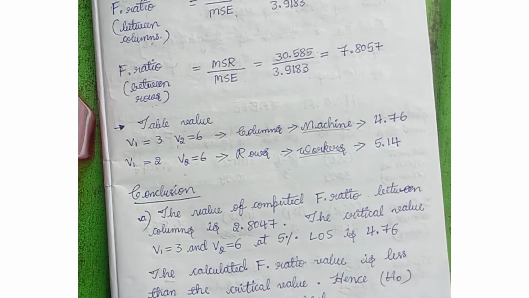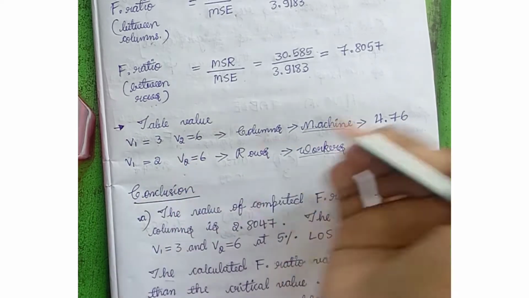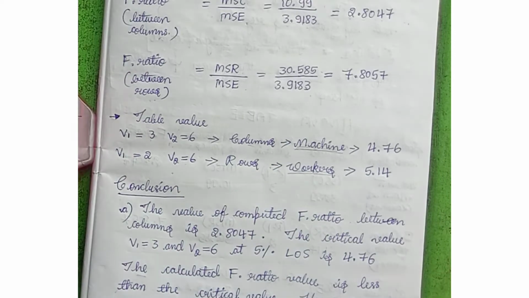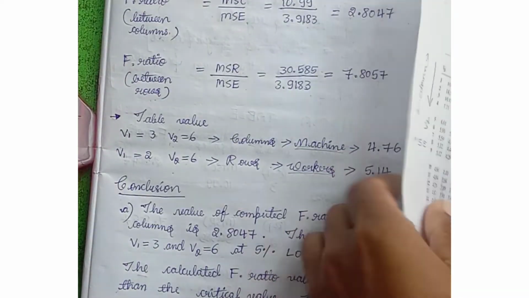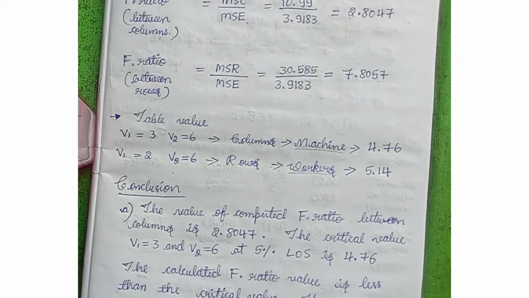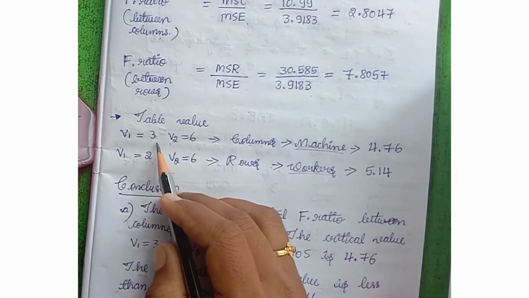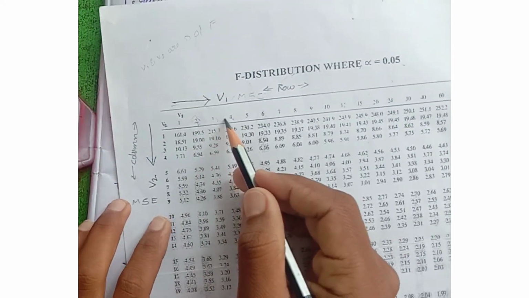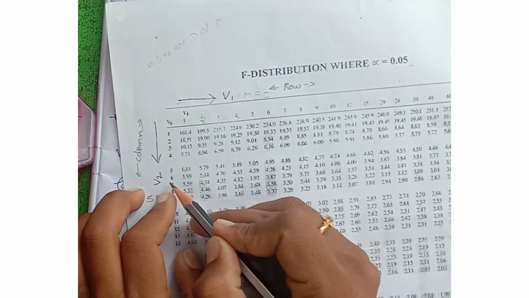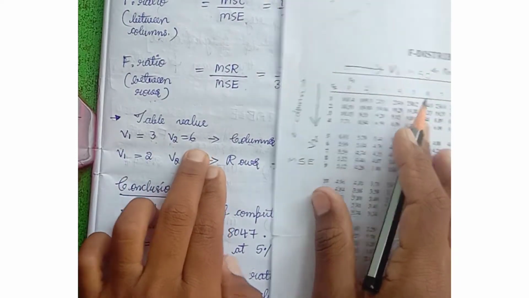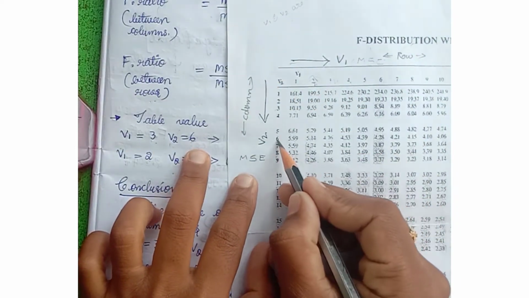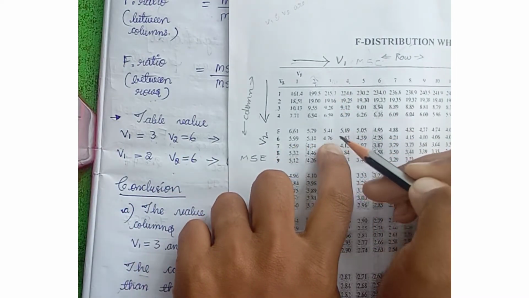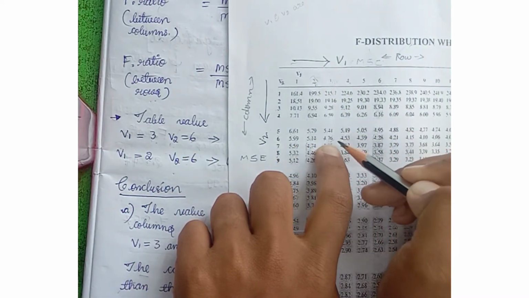By taking the V1 value and V2 value, we have to find out the critical value at the 5% level of significance. First we can take column wise, that is V1 is equal to 3 and V2 is equal to 6. So here V1 is 3 and V2 is 6. Where they intersect, we get the answer 4.76.